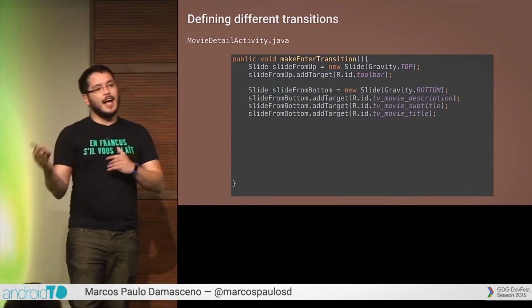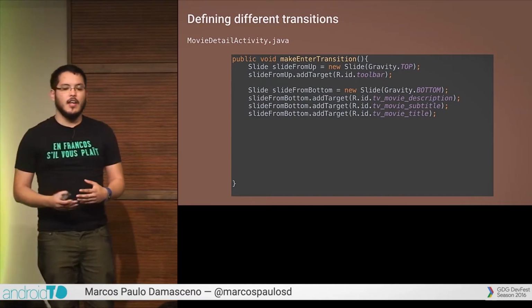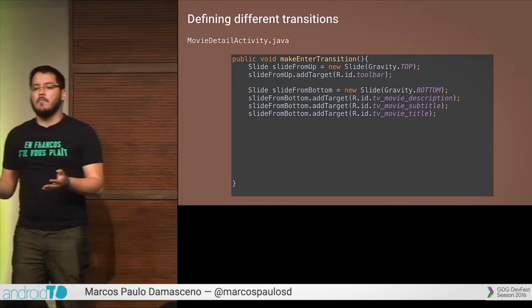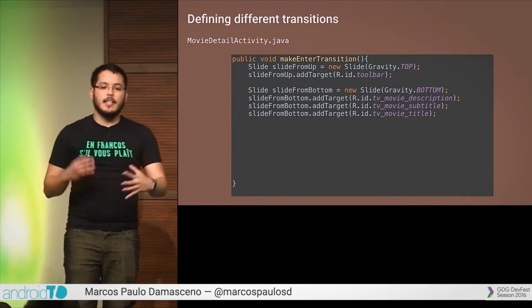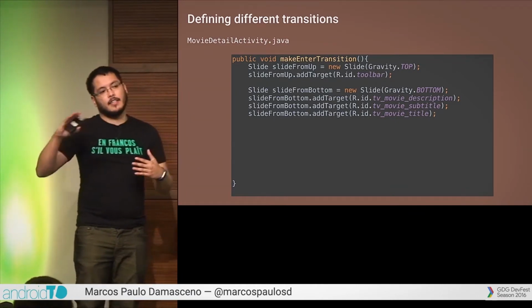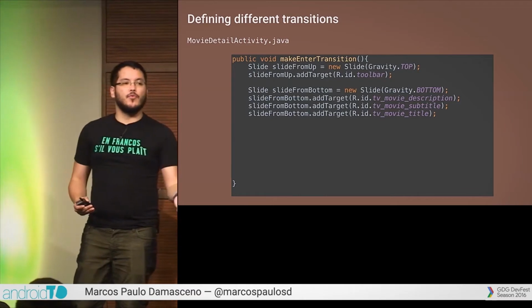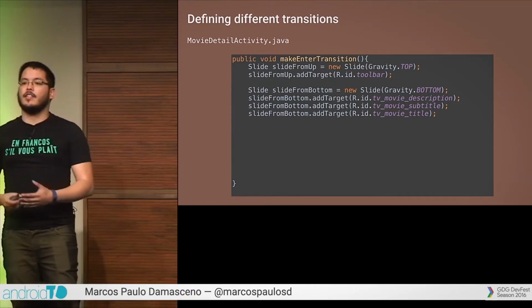Then I want the text to come from the bottom, the detail and the title and everything. So I just have to create the same slide, but then I'm going to say that the gravity is bottom, so things can come from the bottom. And then I just add target. And by adding target, it automatically excludes the rest. So once I put one, it just gets the other views of my screen, and it just ignores them.